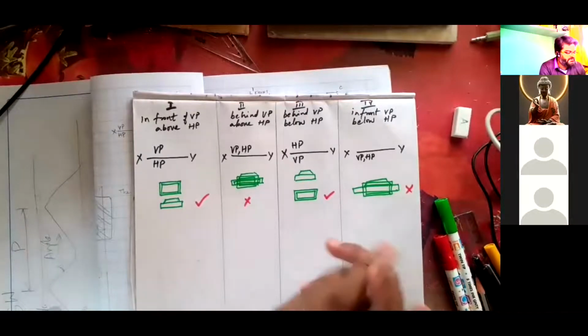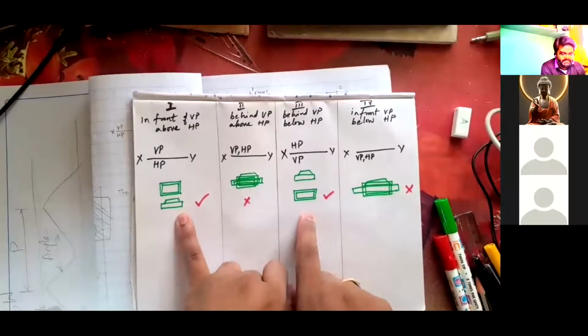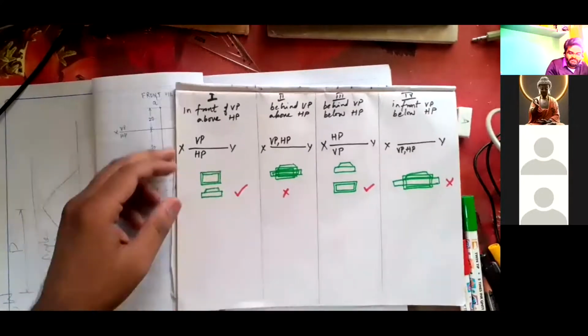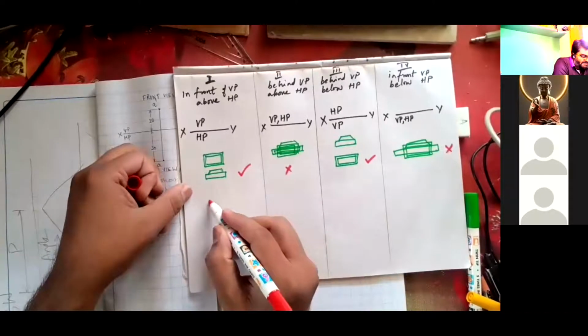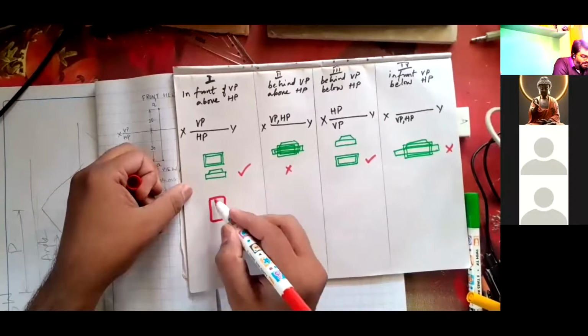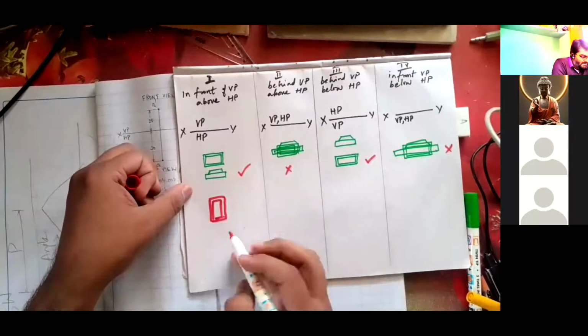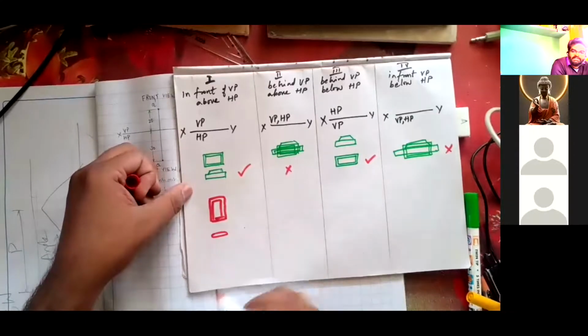This is an example of a television set I have taken. I can take a mobile phone also. Just imagine a mobile phone. If this is the front view of a mobile phone, somewhat like this, and the top view is like this.